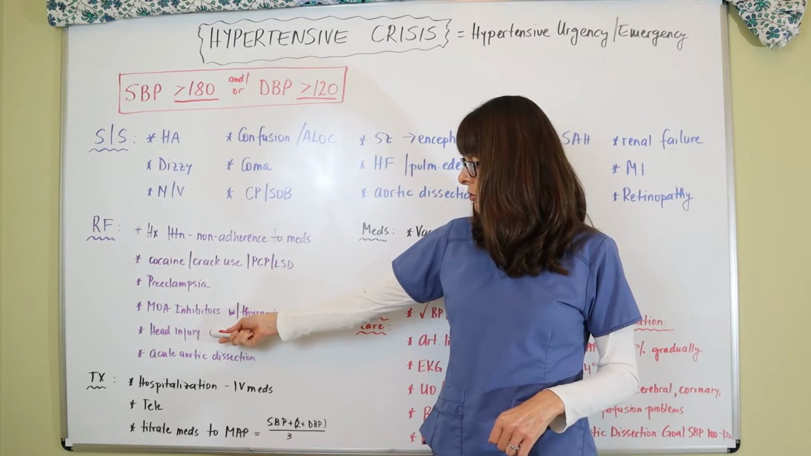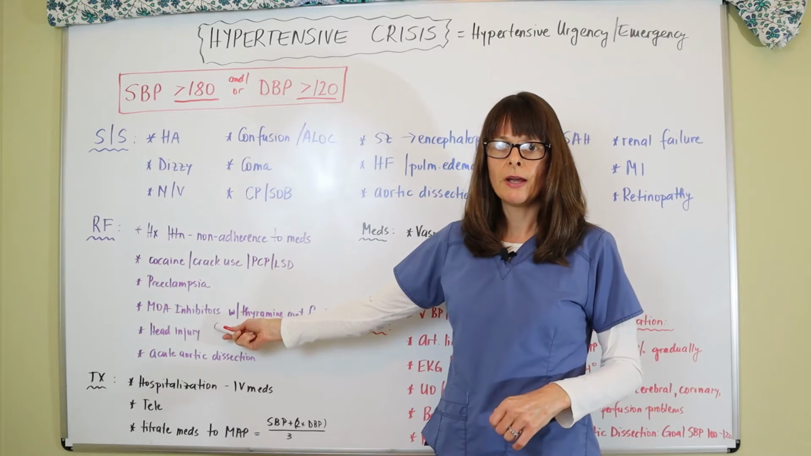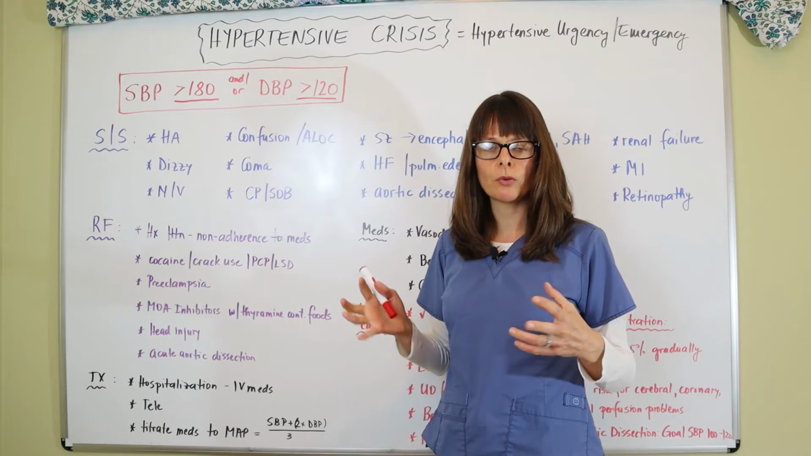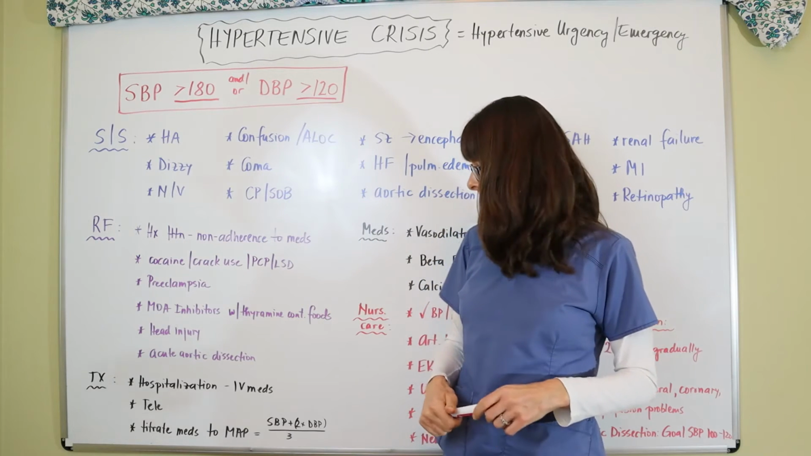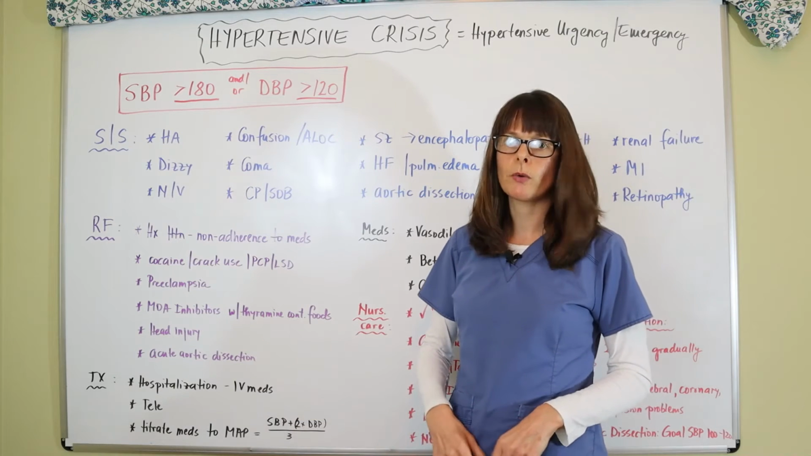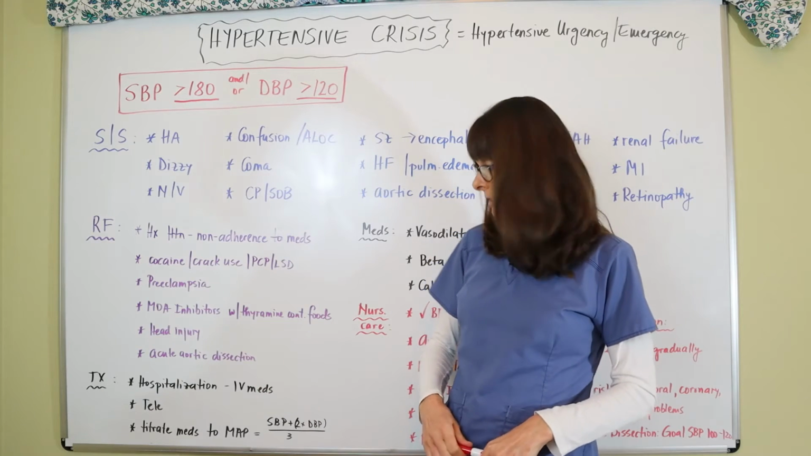Any kind of head injury, of course, because now the cerebral autoregulation is off, and the body might respond by trying to perfuse the brain with more blood and increasing the blood pressure, and then the patient will have hypertensive crisis, as well as an acute aortic dissection, and we already discussed this. And I do have a separate video about aortic dissection.